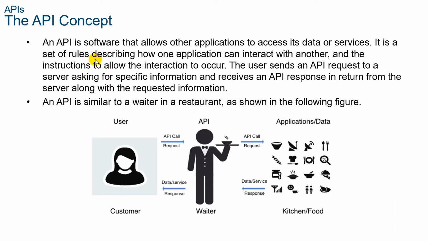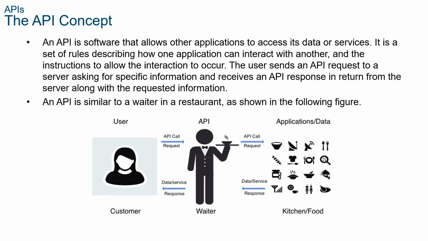Amazon Web Services or AWS, Facebook, and home automation devices such as thermostats, refrigerators, and wireless lighting systems all use APIs. They are also used in building programmable network automation. An API is software that allows other applications to access its data or services. It is a set of rules describing how one application can interact with another, and the instructions to allow the interaction to occur.